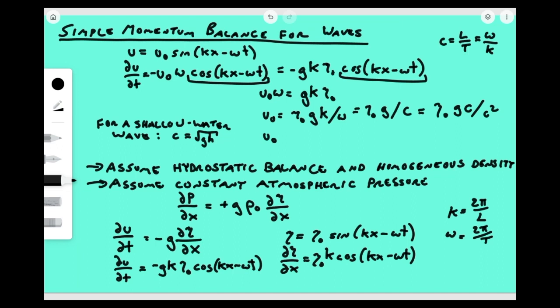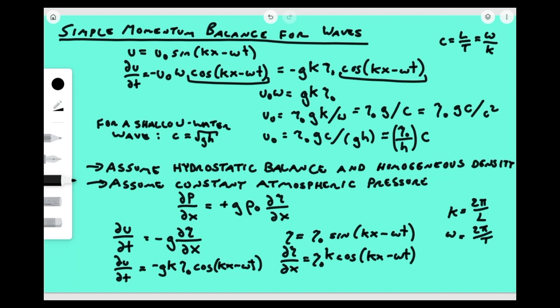So for the shallow water wave, if we substitute in square root of g h, I'll just substitute it in for the c squared. So we have eta naught times g times c divided by g times h. And the g's cancel out. And we can write eta naught over h times c. Now c is the phase speed, and eta naught over h is the ratio of the wave amplitude and water depth.